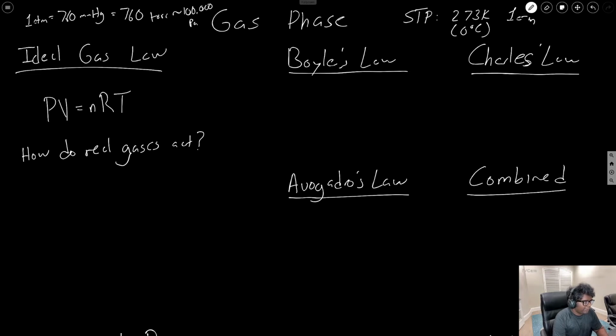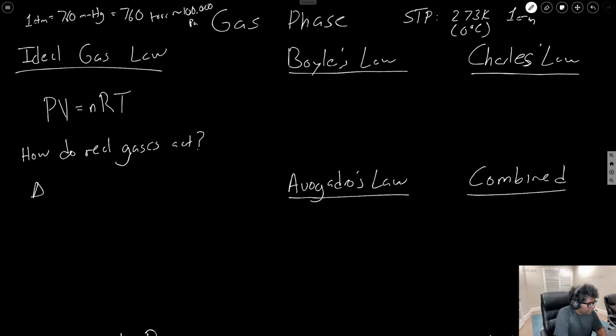So with that being said, let's dive right into the ideal gas law. PV equals nRT. We all know that, right? That's the one equation that's always stuck in our heads. So how do real gases act? Because this is the ideal gas law. What are real gases? How do they act?